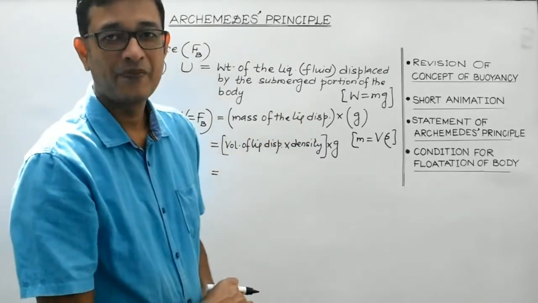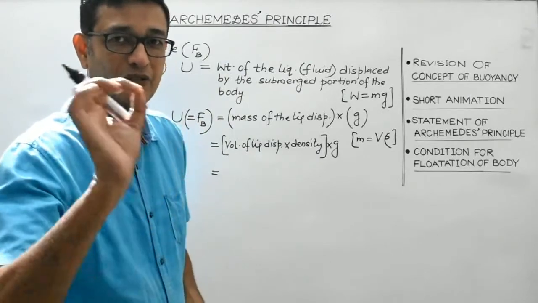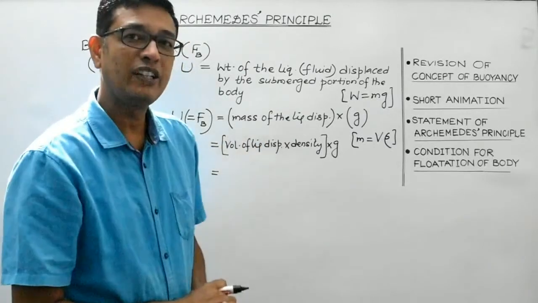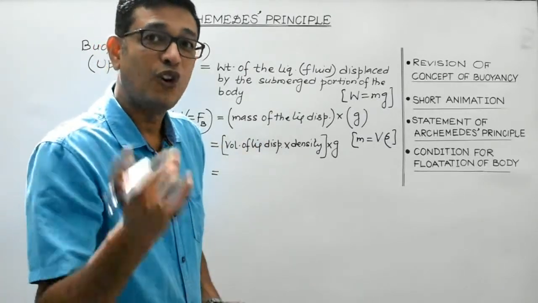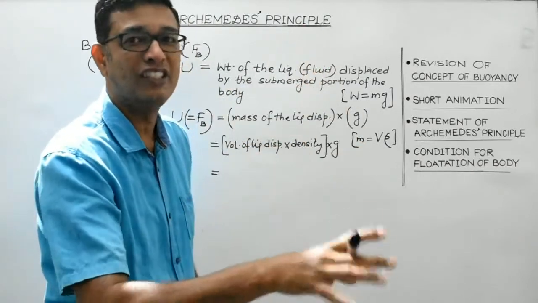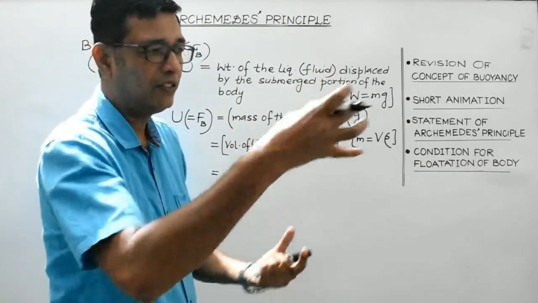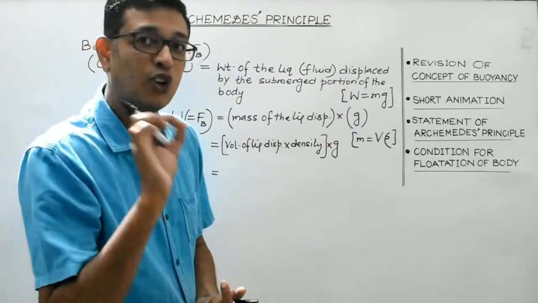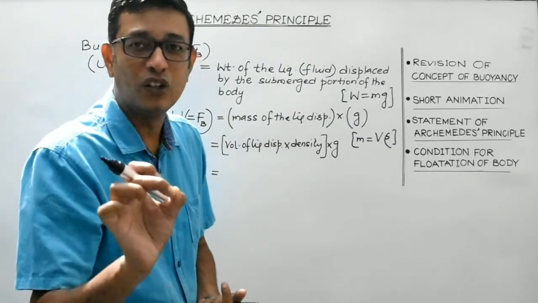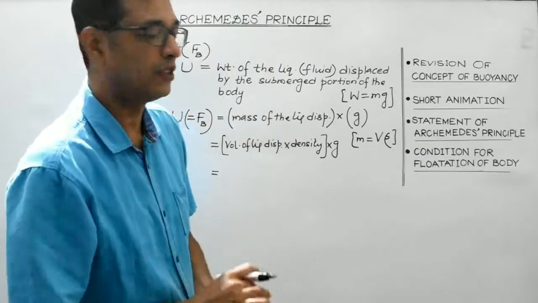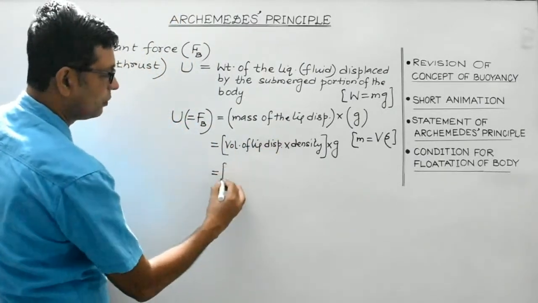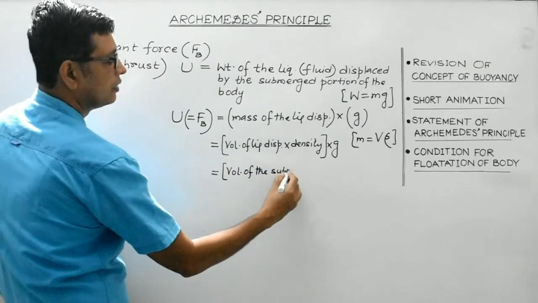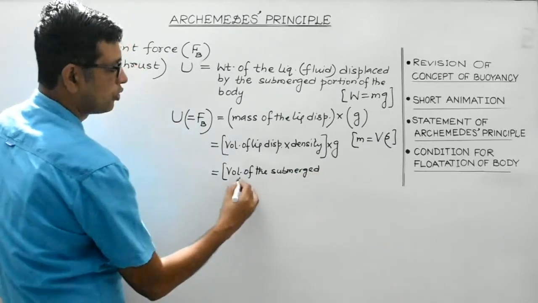Clear, students? Now again, we have discussed in the previous session with absolute clarity that the volume of the liquid displaced would be equal to the volume of the body that is immersed inside the liquid. Clear? Whenever a body is immersed in a liquid, it will displace some liquid. So the volume of the liquid displaced would be exactly equal to the volume of the submerged portion of the body.